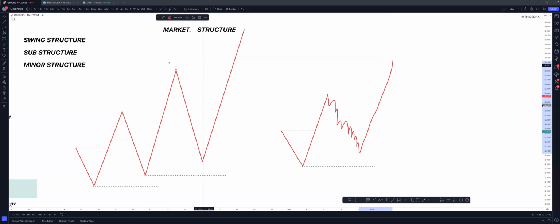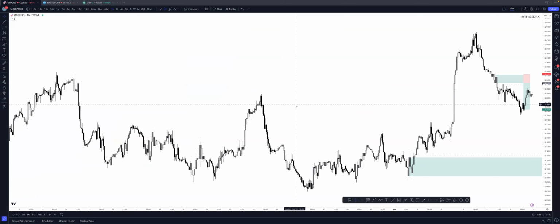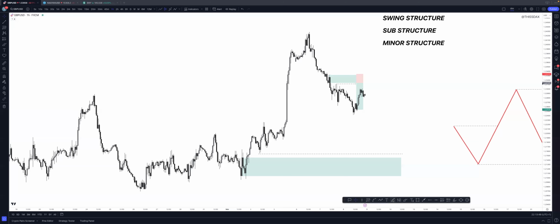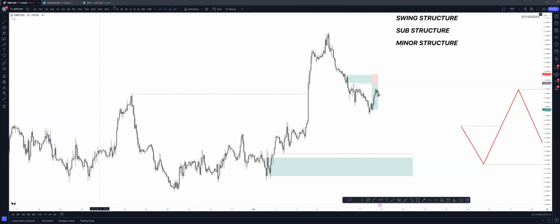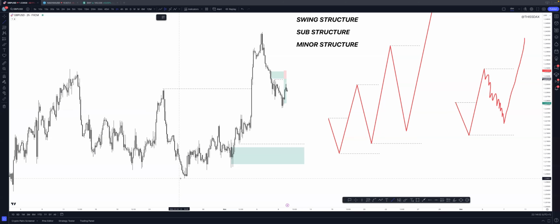And for now, I want you guys to just ignore the sub and minor structure. Just focus solely on this swing structure, like it's the most important thing here. If you remember, I had a setup basically on GBP USD. Let me show you guys a pictorial example here. So you can see price broke this structure. Price broke this high here. It's called a break of structure. This is now the higher low, yes. And this is the previous higher high.